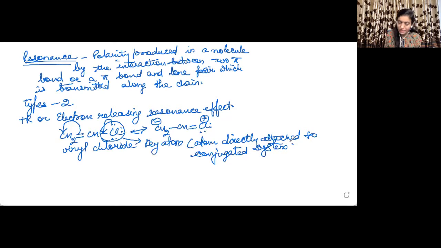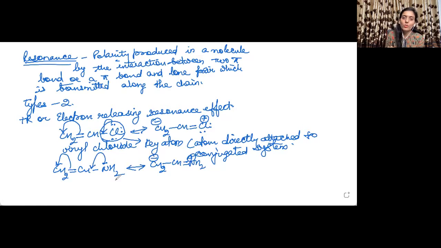Now we can take the example of another molecule. Suppose it is CH2 double bond CH, and here we have NH2. Now nitrogen has a lone pair, so it is in conjugation with the double bond. It is very much clear now. CH2, here we have a negative charge, CH double bond, NH2, here we have a positive charge. Because the key atom, the atom directly attached to the conjugated system, has a lone pair, that is why it is showing plus R effect.